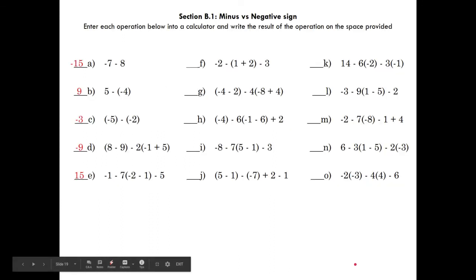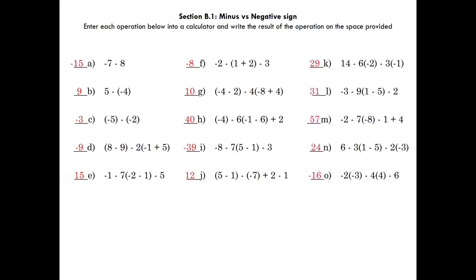Here the answers are A through E, then you have F is -8, 10, and then you can see that in the worksheet. You could pause this video to see the answers. That is it for section B.1.